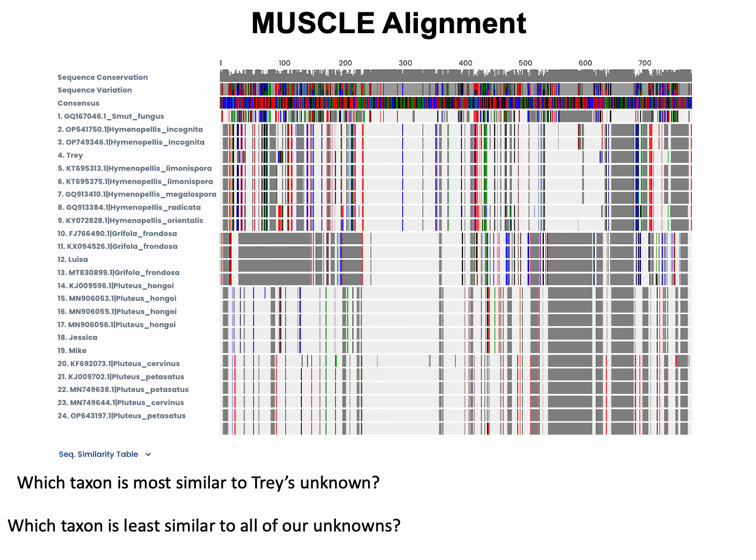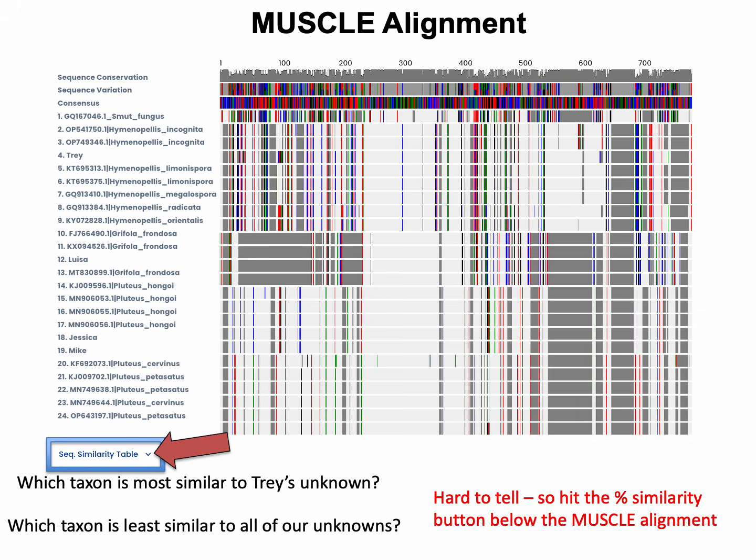And you'll also need to identify which taxon, or which individual sequence line, is least similar to all of the unknowns. If we look at Trey's sample, it's tough to say which one is the most similar, whether it's Hymenopellis incognita, limnospora, megalospora, radicata, or orientalis. Likewise, it's very difficult to say which taxon is the least similar across all of our unknowns. So a really useful tool to help tease this apart in a quantifiable way is the sequence similarity table. Let's look at that on the next slide.